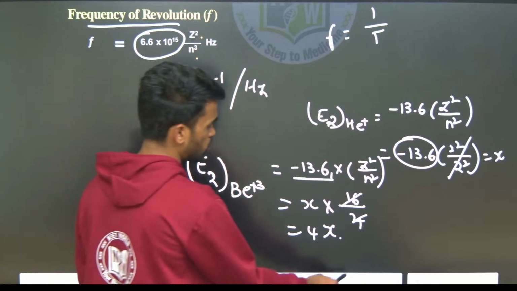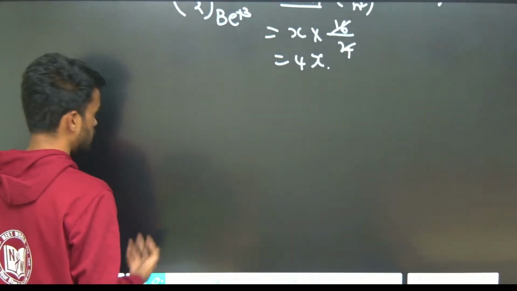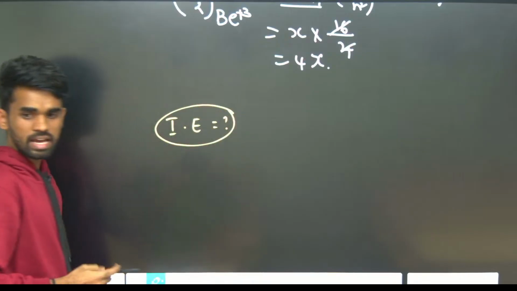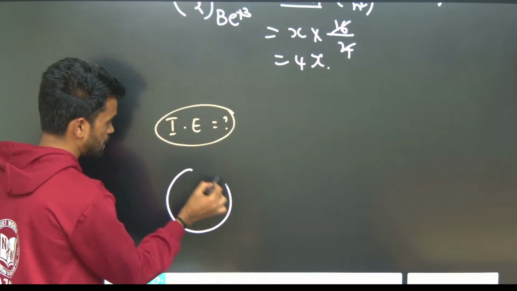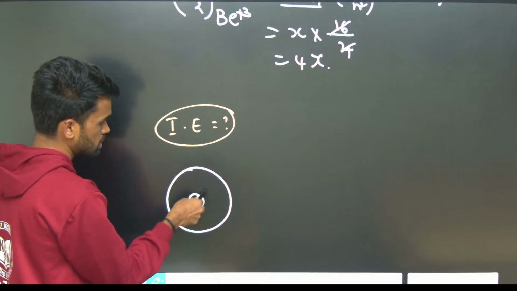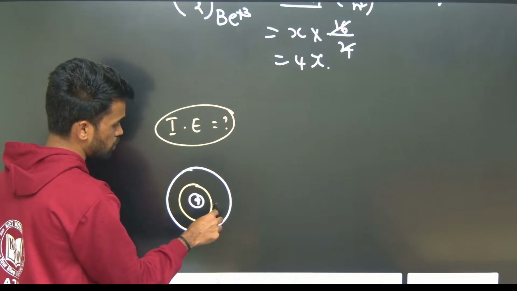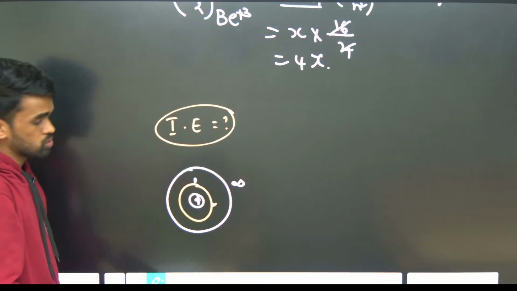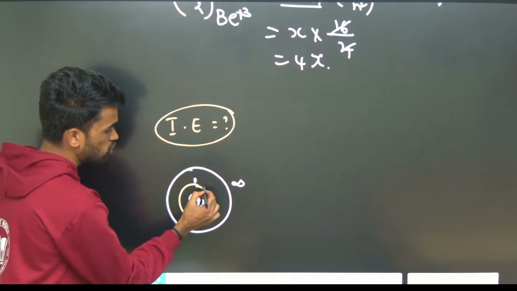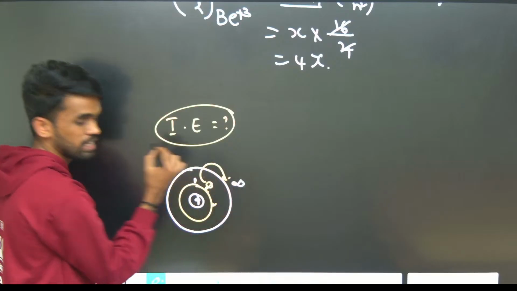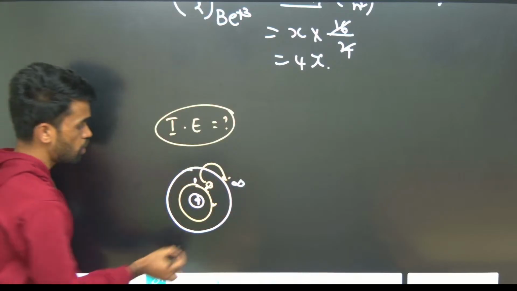Now one more term we need to study here is ionization energy. So what is this ionization energy? For example, here we have a nucleus. If this is the first orbit and this is the infinite level orbit, then the energy required to move the electron from the first level to infinite distance. So how much energy is required?